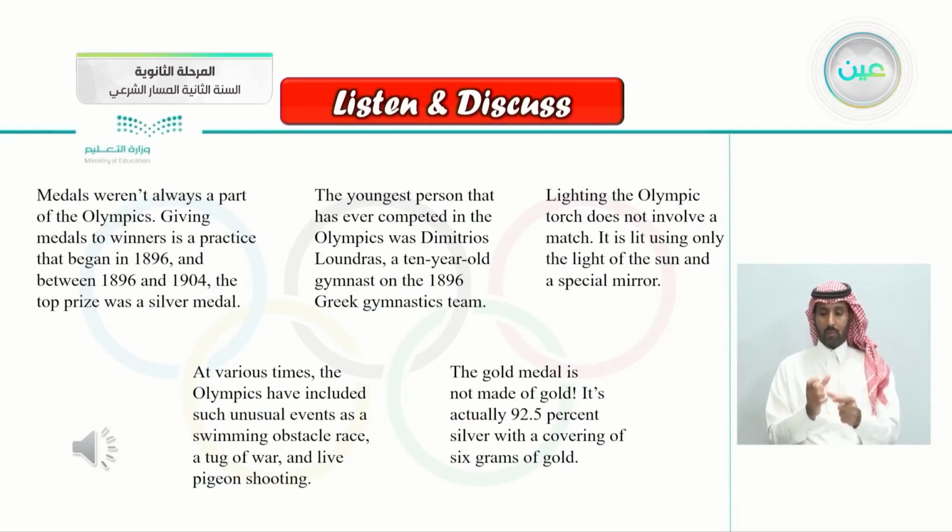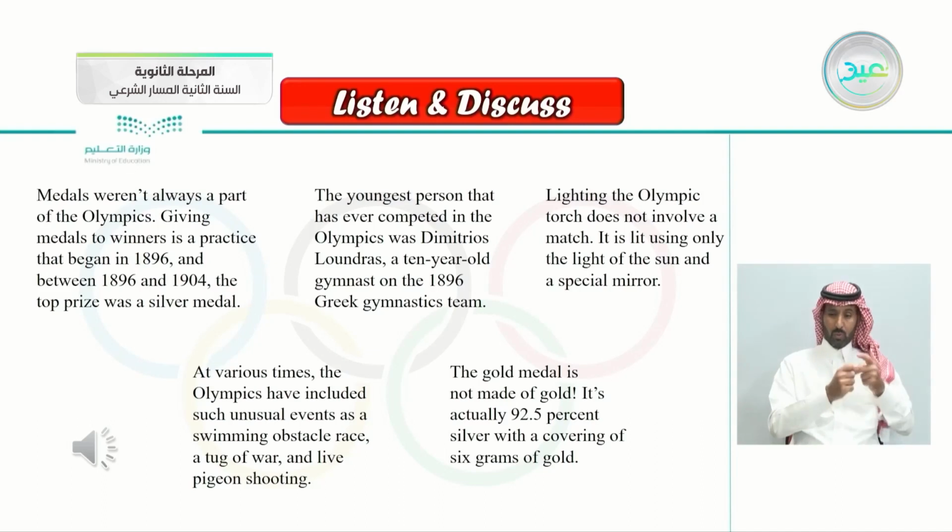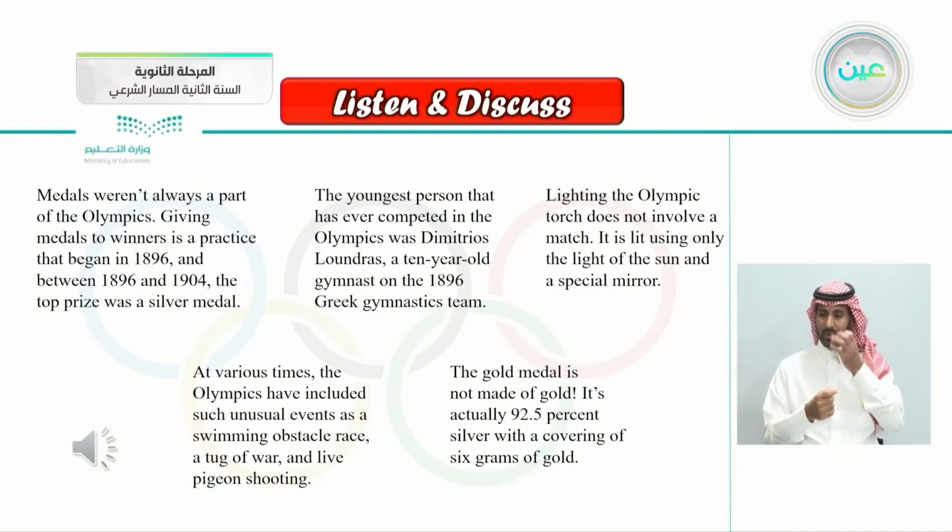Lighting the Olympic torch does not involve a match. It is lit using only the light of the sun and a special mirror. At various times, the Olympics have included such unusual events as a swimming obstacle race, a tug-of-war, and live pigeon shooting. The gold medal is not made of gold. It's actually 92.5% silver with a covering of 6 grams of gold.